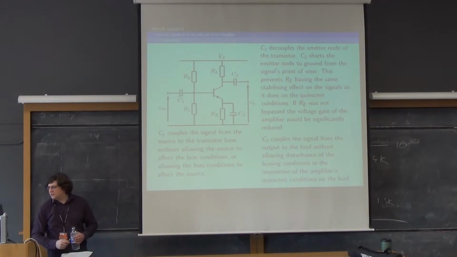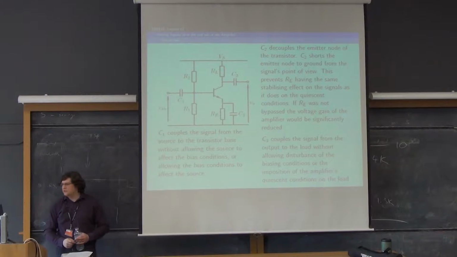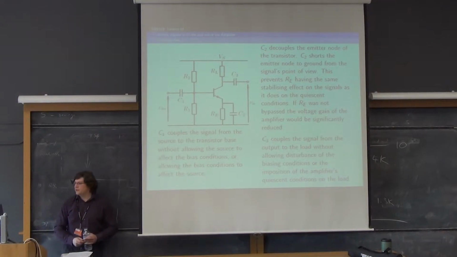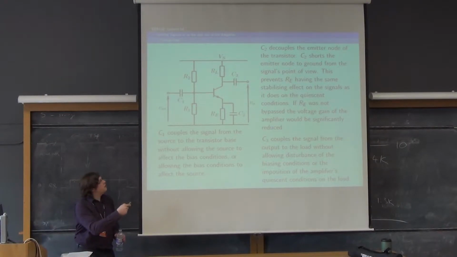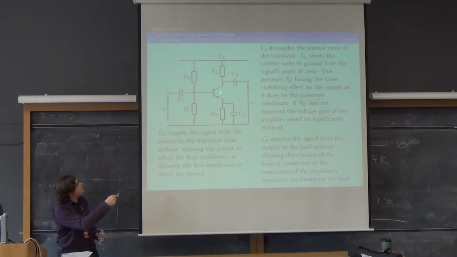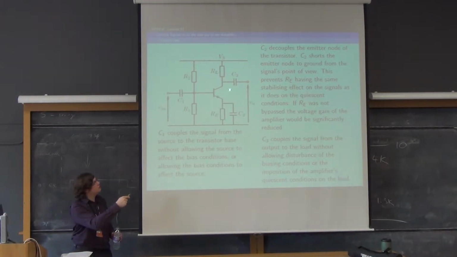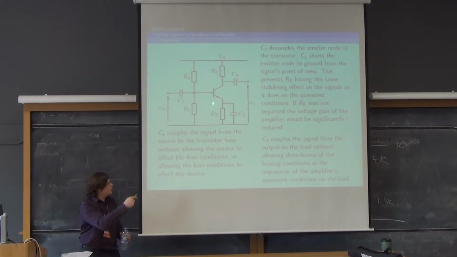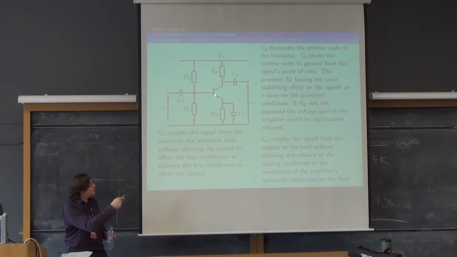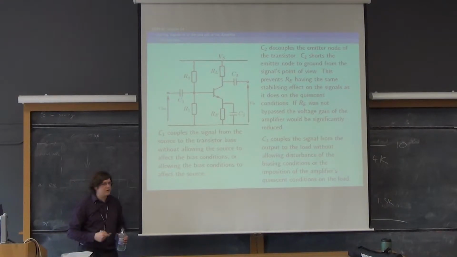Right, so C2 decouples the emitter node. This is the one that causes a lot of trouble sometimes. I said earlier that if we had some collector current and the transistor got a bit warmer, a bigger collector current could flow, and that would cause a bigger voltage drop across RE. The voltage across R1 is fixed, so VB would have to get a bit smaller because RE was getting a bit bigger, and that would turn off the transistor somewhat, which would lower the collector current.